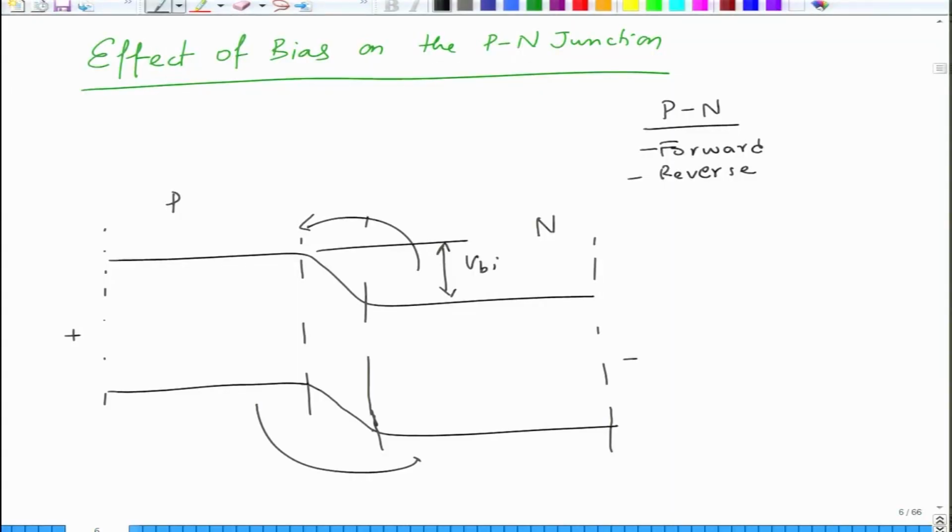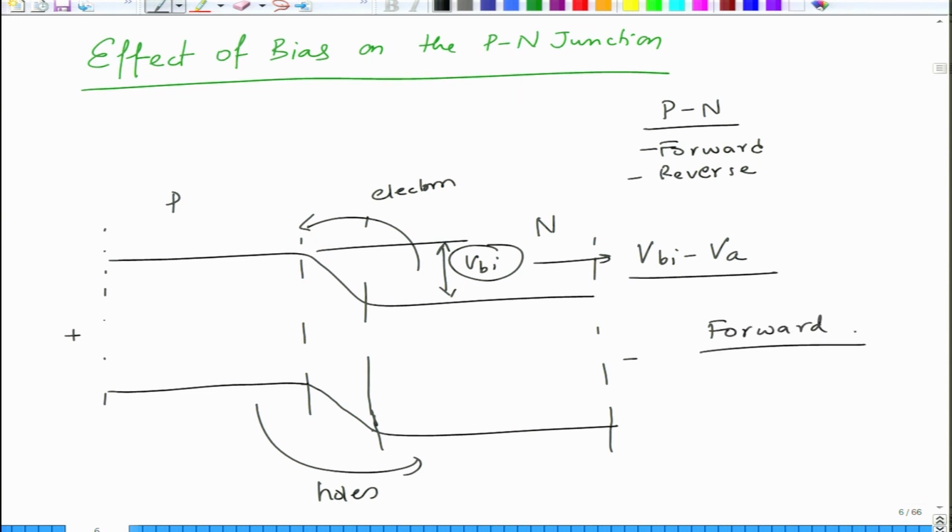So you have electron migration from here to here, and you have holes migrating from here to here. What essentially it means is that the energy barrier on this side is lowered. So when you apply a positive bias, the energy barrier gets modified to VBI minus VA. This is forward bias.